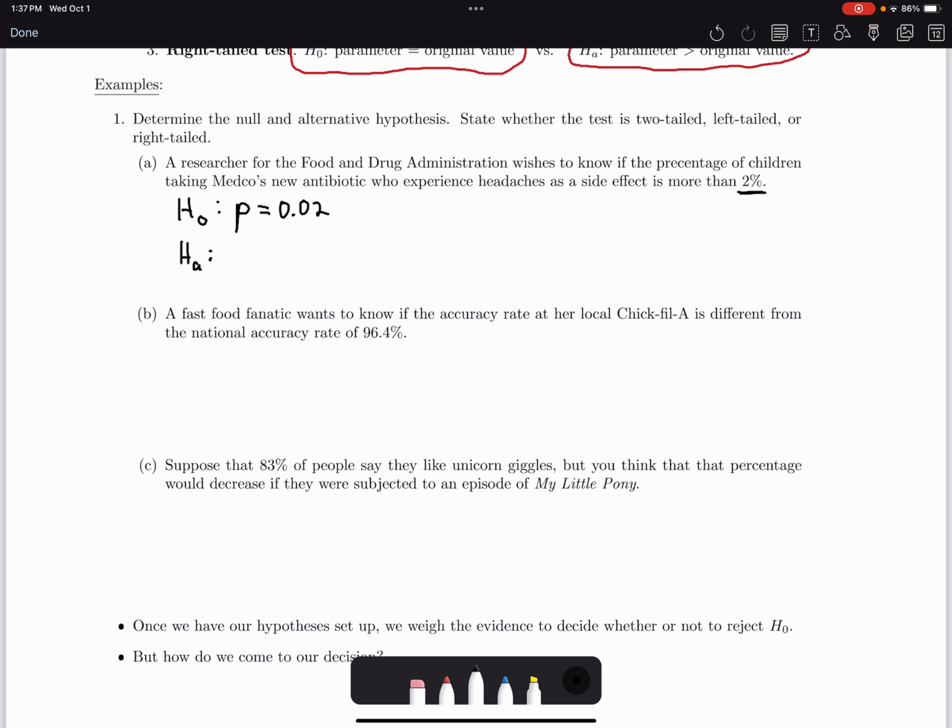In this case, the researcher wants to know if the percentage is more than 2%. The FDA wants to know if the percentage is more than 2%. This would be a right-tailed test. We know that it's right-tailed because in the alternative hypothesis, our inequality is pointing to the right. So it's a right-tailed test.